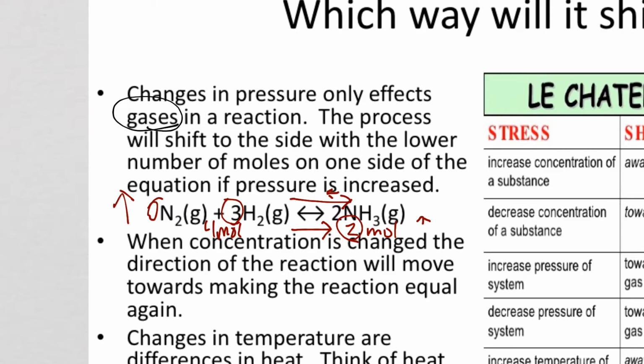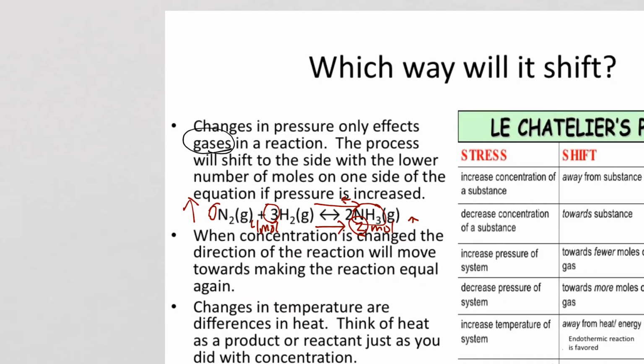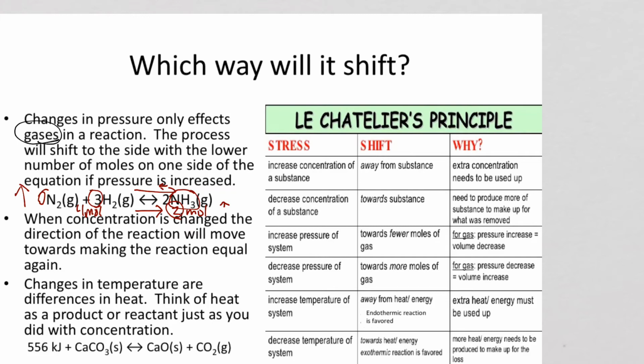The reverse is true if we decrease pressure. Decreasing pressure spreads these particles out. Those 2 are still going to be likely to find each other if we're talking about the products, the NH3. On the other hand, those 4 are going to be less likely to occur, and you're going to get this reverse reaction being held true to go towards the larger number of particles. Okay. So this would be the increase and decrease of pressure of the system.